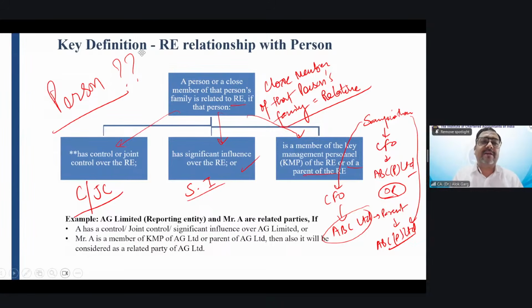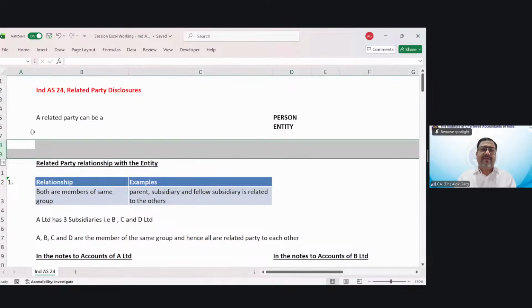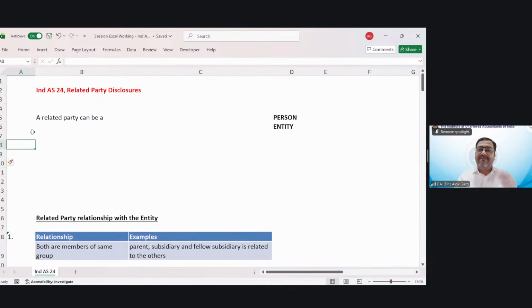So this is the related party concept, my dear friends, from the perspective of the person. Let me put this concept on the Excel file also, so that when you have this Excel file, you will have a complete set of examples and the complete concepts. A related party relationship with the person.